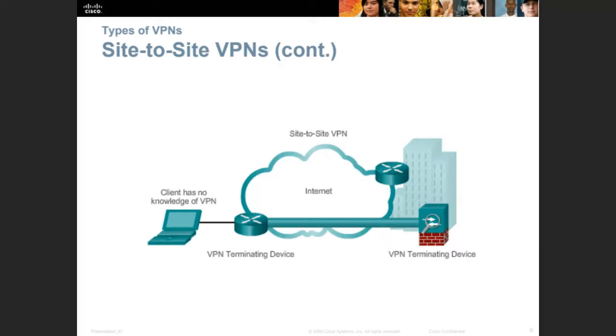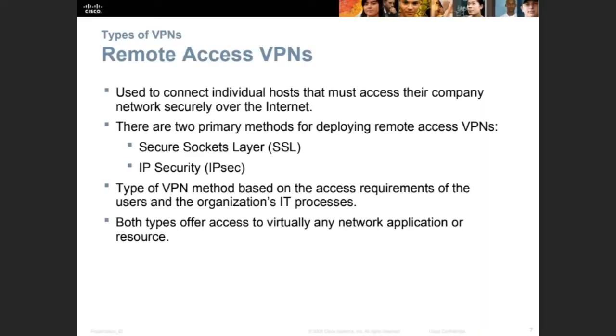As you can see here, we have a client connected to the VPN. We have a VPN terminating device, and here we have the site-to-site VPN tunnel. Okay, so this is called the remote access VPN. It is used to connect individual hosts that must access their company network securely over the internet. Imagine some employee traveling and he needs to have access.